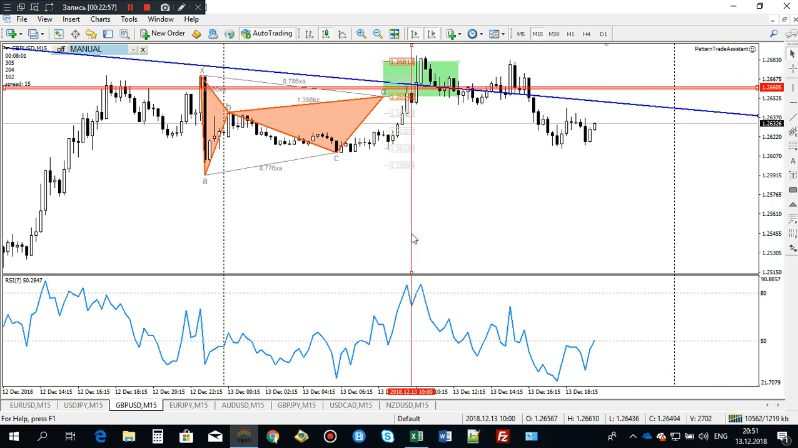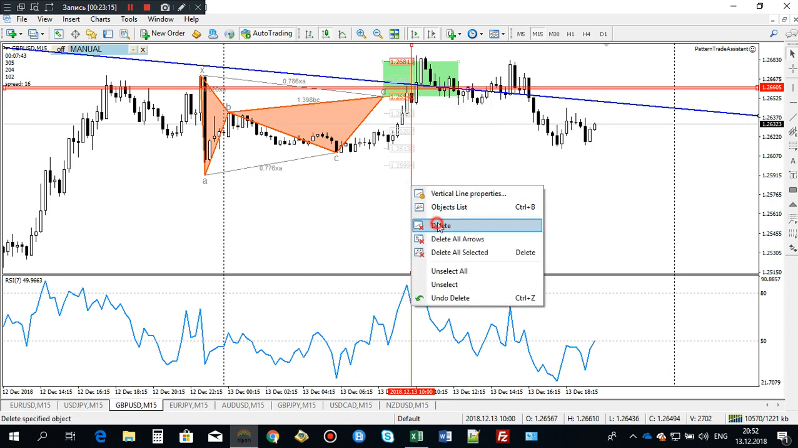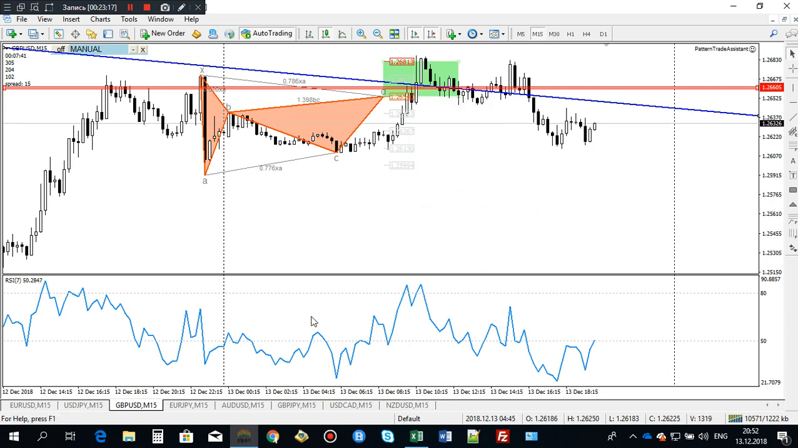Okay, I didn't enter here, I suppose, but what I did, I entered a bit higher. What happened? This was a signal because RSI started to point to the downside. This was a signal, but I placed a limit order higher and I entered higher. I suppose it was this way.